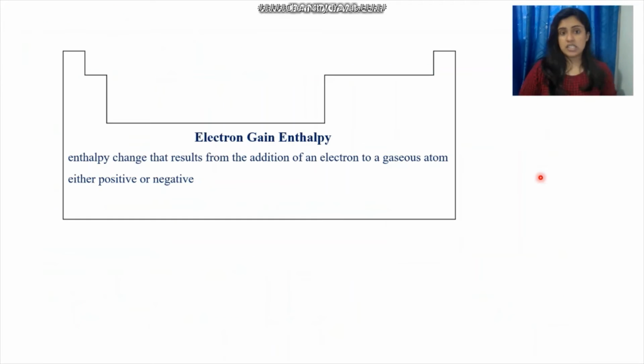Okay, clear. Next trend is electron gain enthalpy, which is the enthalpy change that occurs from the addition of an electron to a gaseous atom. If you add an extra electron to the gaseous atom, the energy change that occurs is the electron gain enthalpy. It can either be positive or negative. That is, sometimes energy is needed to add an electron, or sometimes energy is released when you add an electron. Based on this, the reaction can either be endothermic or exothermic.